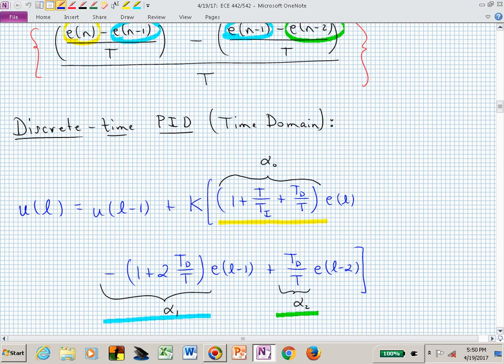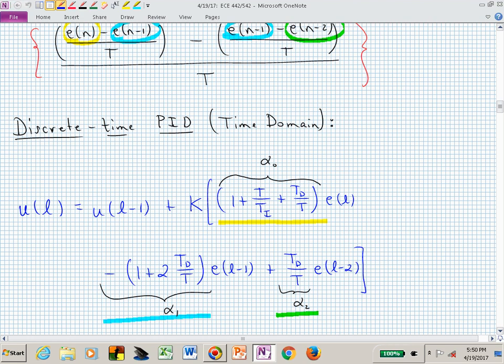Similarly with E, for whatever reason I changed my indexing. These are L's, but we have U of L, that's the same as U of N. L's are easier for me to write maybe than N's. But I now have U of L is equal to U of L minus 1. That right there tells you have a pure integration. Then you have the rest being determined by delayed versions of your error signal, E, and the error at the present time.